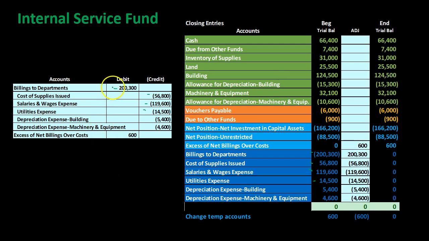We're going to record this transaction. As we do so, we see that we have the $200,300. It has a credit balance. We debit it, making it go to zero. We got the $56,800 debit. We credit it, making it go to zero. We've got the $119,600. It has a debit. We credit it to make it go to zero. $14,500. It's got a debit. We credit it to make it go to zero, and so on and so forth. And then the difference is going to go to the excess of net billings over costs, the $600, and then we have the debit in the $600.